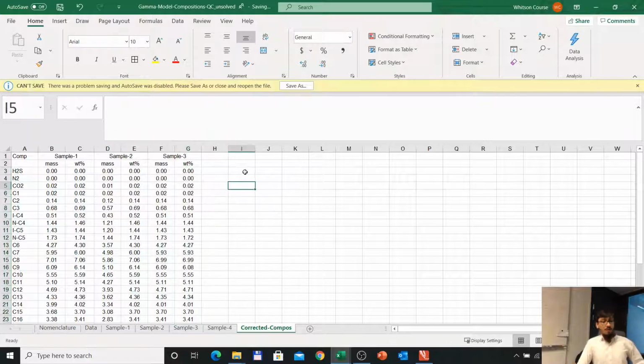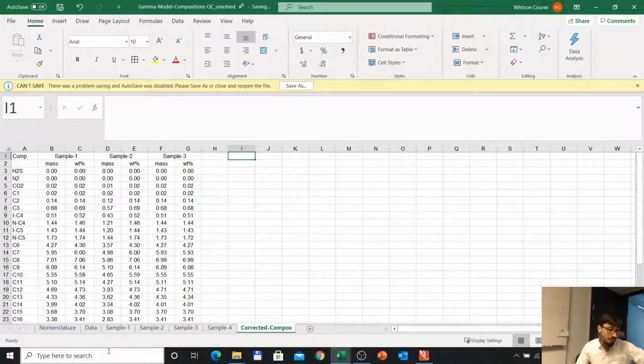Okay. So, yeah, we did this corrected composition calculation for the three samples. One thing I can mention to you now, since we have finished the exercise, is that we're going to quickly check how good this method is for correcting the composition.